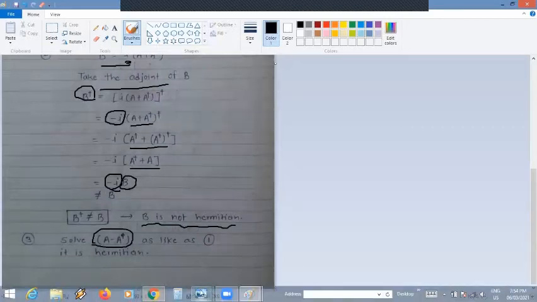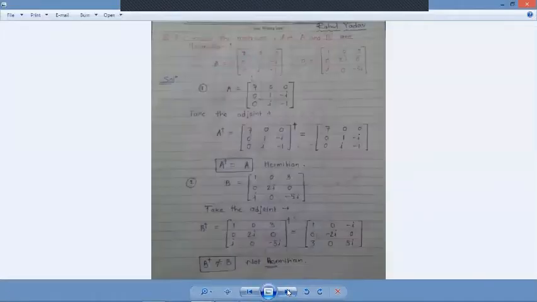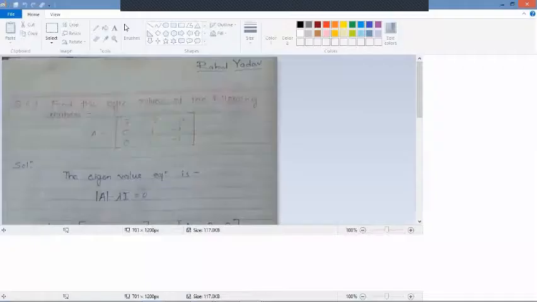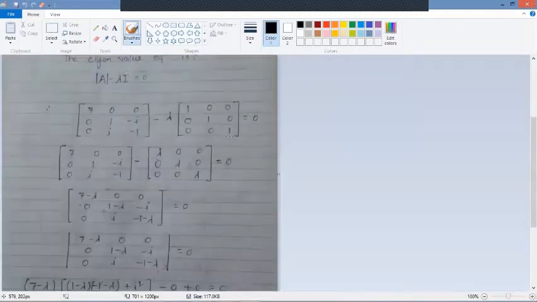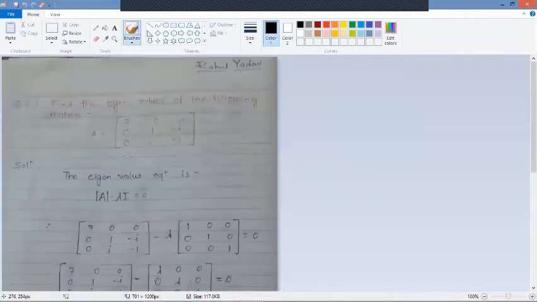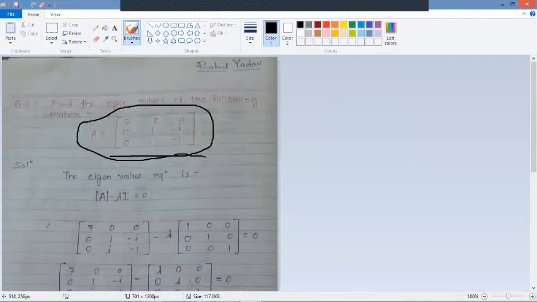So what will be the next question? Question number 7, I'll take after that. Now question number 6. We have to calculate the eigenvalues of this matrix.